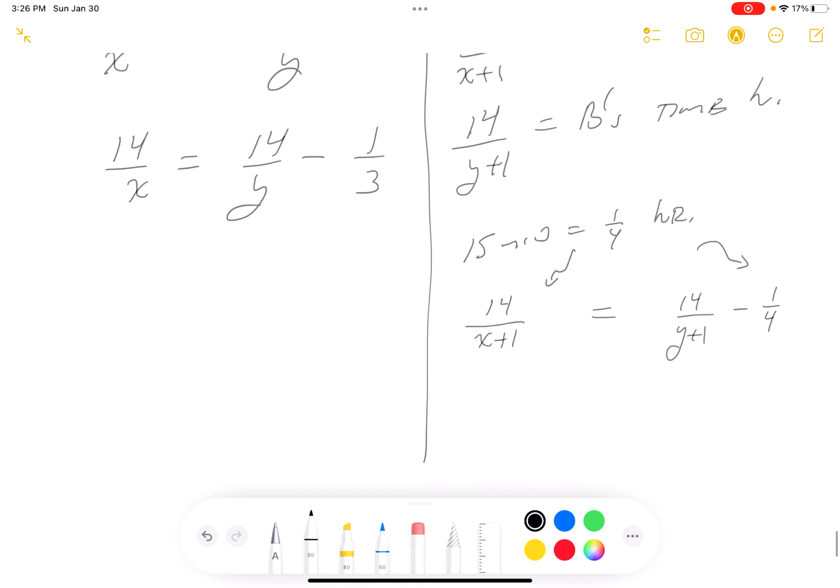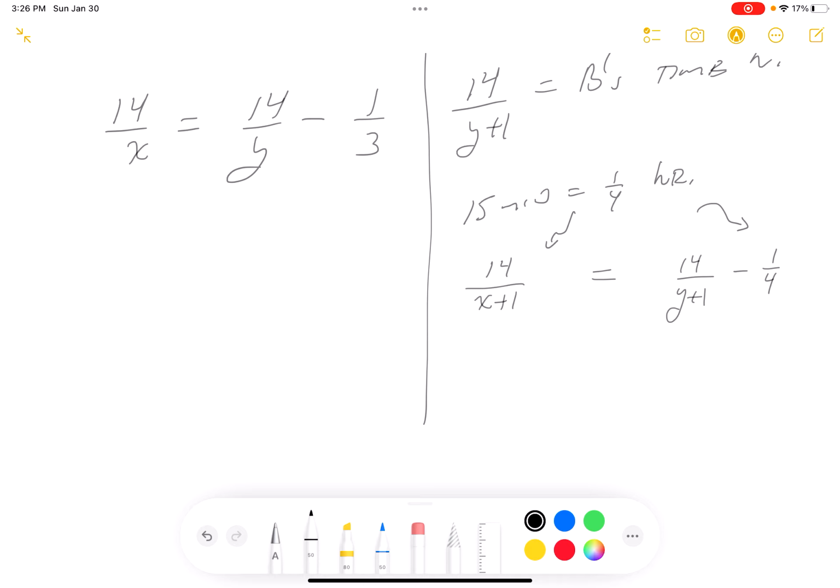All right, let me push this up, and I'm going to write it over here. So 14 over x equals 14 over y minus 1/3. And I'm going to write 14 over x plus 1 is equal to 14 over y plus 1 minus 1/4. Now, I got to repeat this over and over again to you. I'm not saying the way I am doing the problem is any better than any other way to do the problem. But at the end of this, when all the dust settles, we have to have the same answers.